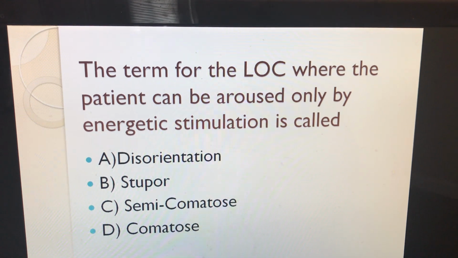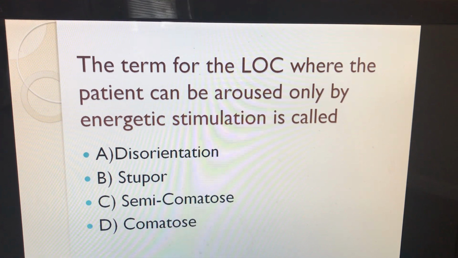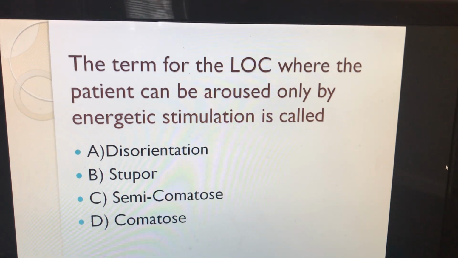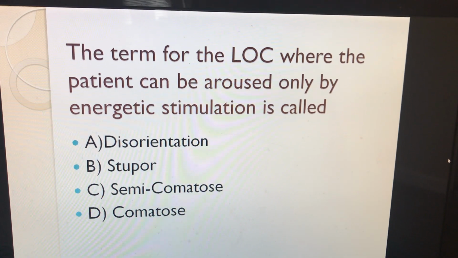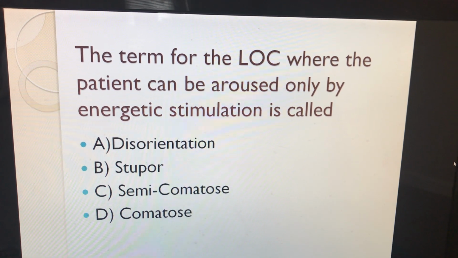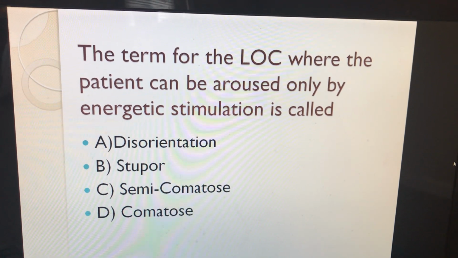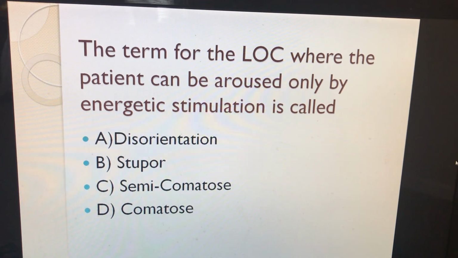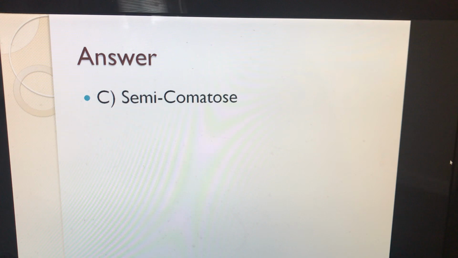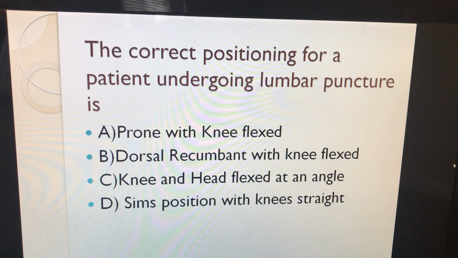The term for the level of consciousness where the patient can be aroused only by energetic stimulation is called A, disorientation, B, stupor, C, semi-comatose, or D, comatose. The answer is C, semi-comatose.